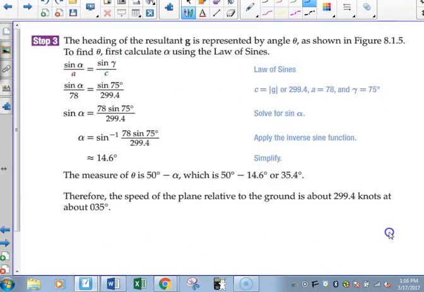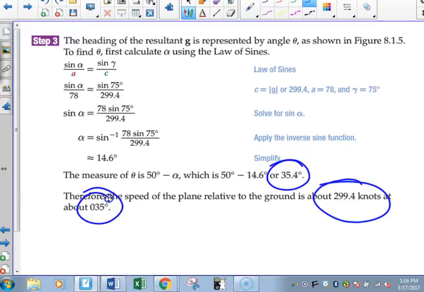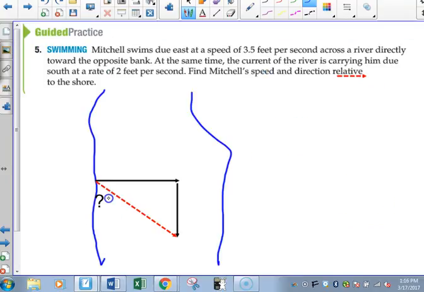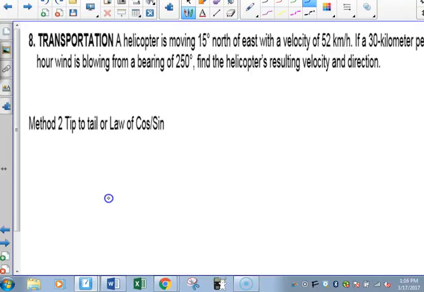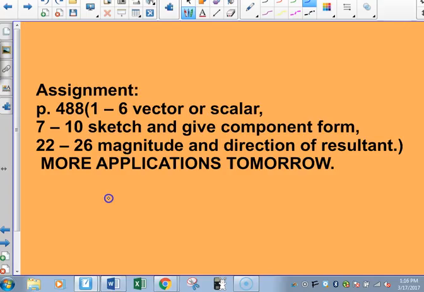Okay, here's their answer. 299.4 knots at about 35 degrees off of north. Is that what we got? Painfully. Okay. I'm going to stop there. I should have done this question, but I'll be nice. It's Friday. We'll come back and do this one on Monday.